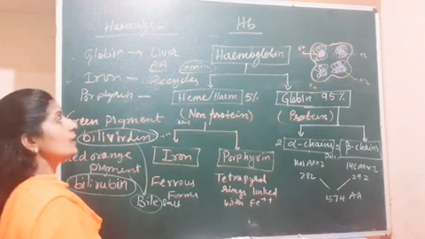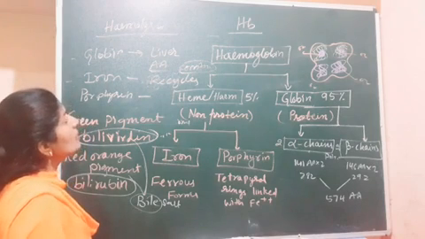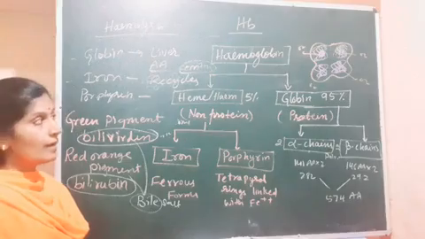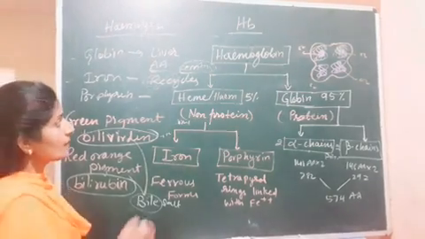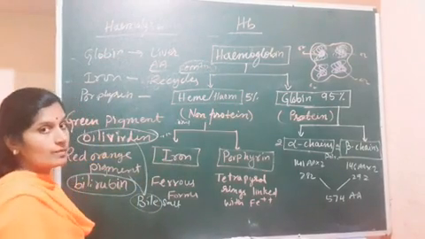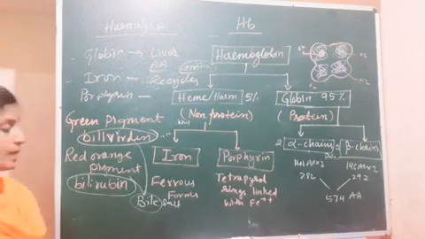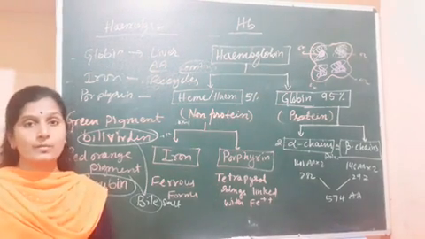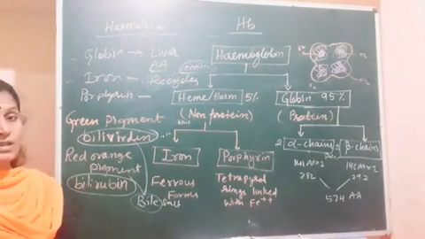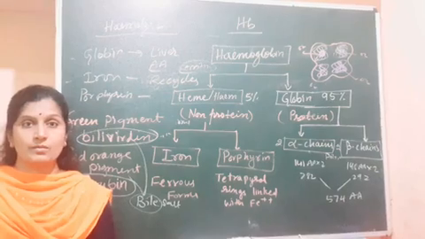And with a lack of hemoglobin or a lack of RBCs, the person will get anemia. Decrease in the number of hemoglobin or decrease in the number of RBCs, the person will get anemia. In this way, we have completed today the RBCs and functions of the RBCs, as well as the structure of hemoglobin and hemolysis. So we'll stop here.